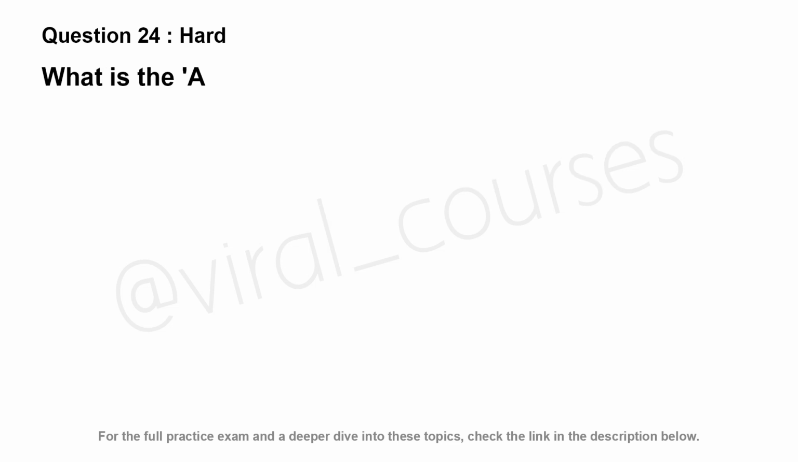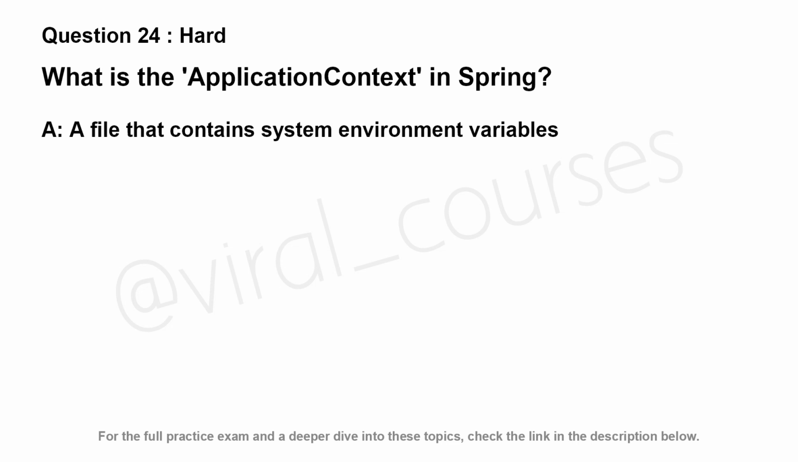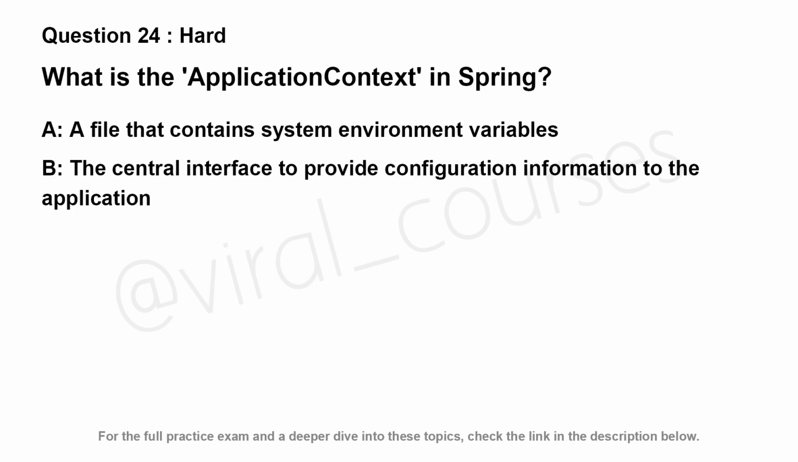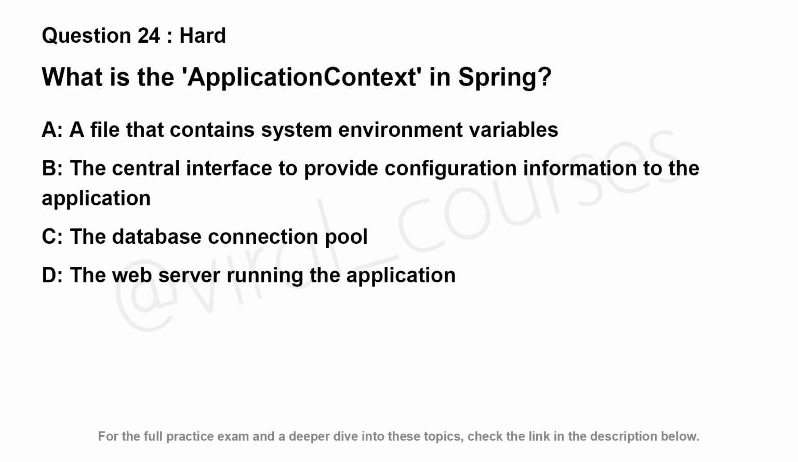What is the application context in Spring? Option A. A file that contains system environment variables. Option B. The central interface to provide configuration information to the application. Option C. The database connection pool. Option D. The web server running the application.